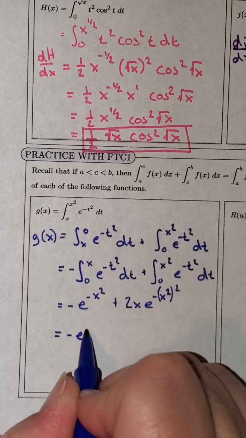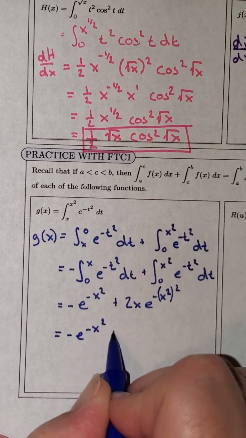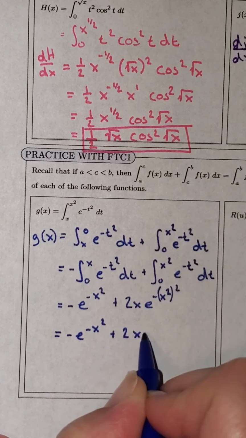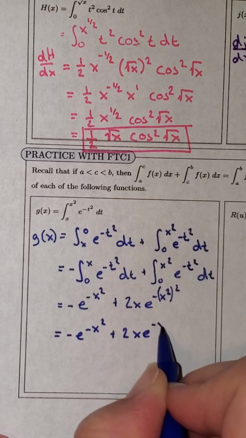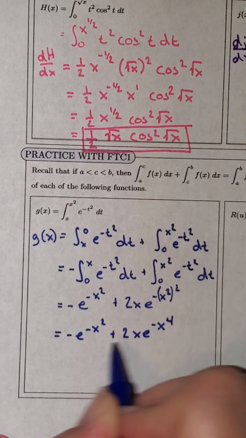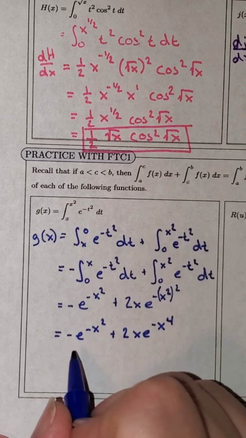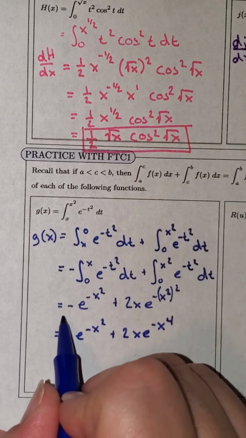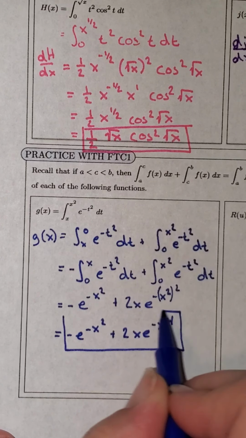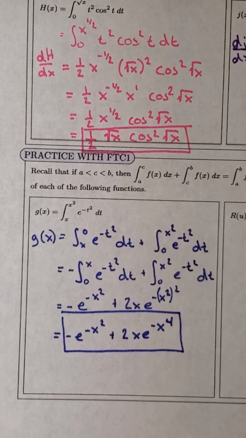So negative e to the negative x squared plus 2x e to the negative x to the 4th. That negative is not getting squared or to the 4th. It's like having a negative 1 in the front. So that's the simplest answer you can have for that one.